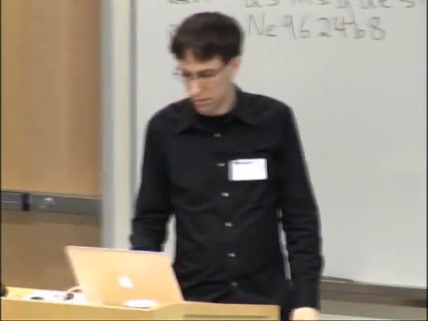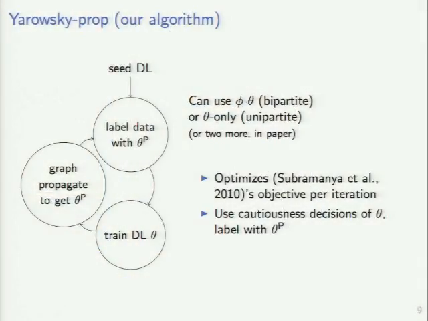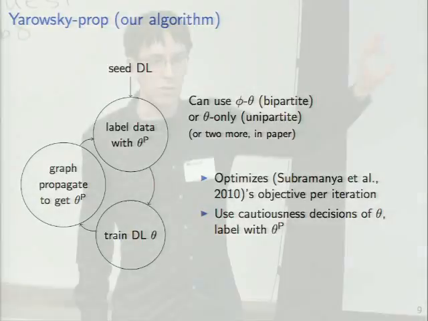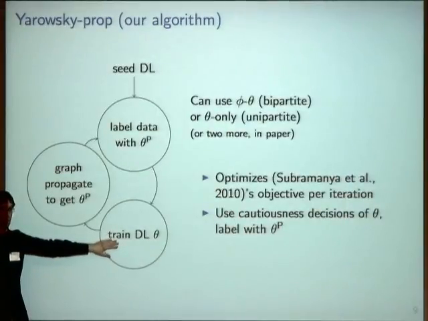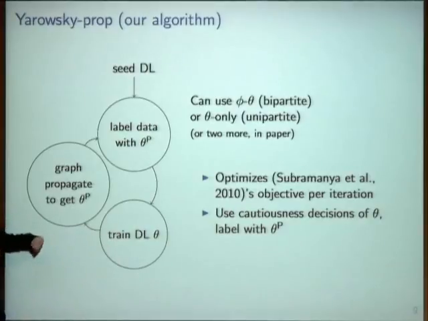If we use the bipartite one, we only take the parameters at the end, the decision list part of the model. And so because we're doing this step, we know that at each iteration, we're optimizing the objective that we saw. And we can do cautiousness simply by copying the decisions of this decision list, the original decision list. So this one determines which examples we'll label, and this one determines what the labels actually are.